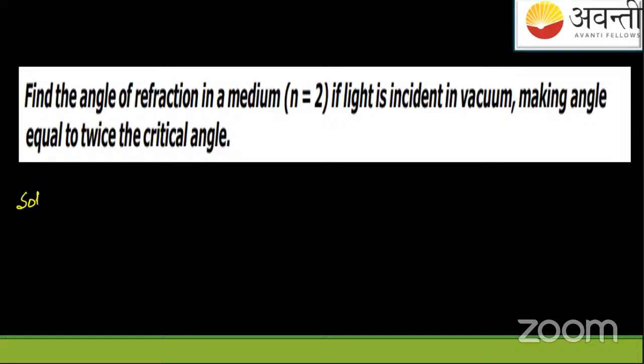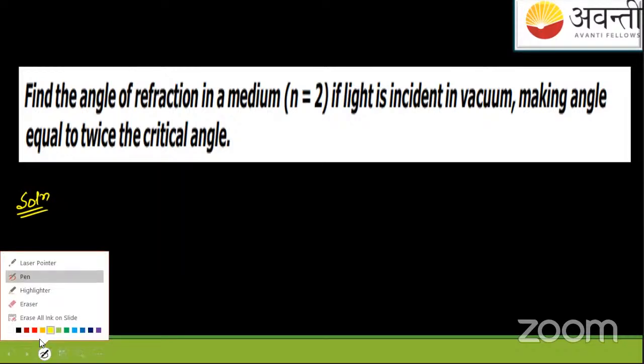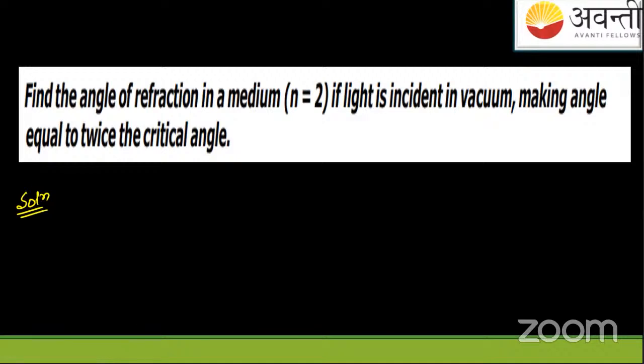Find the angle of refraction in a medium n equals 2, if the light is incident in vacuum making an angle equal to twice the critical angle. What does it mean? Angle of refraction in a medium is given here as n equals 2. And they say that the light is incident in vacuum, making an angle equal to twice the critical angle.